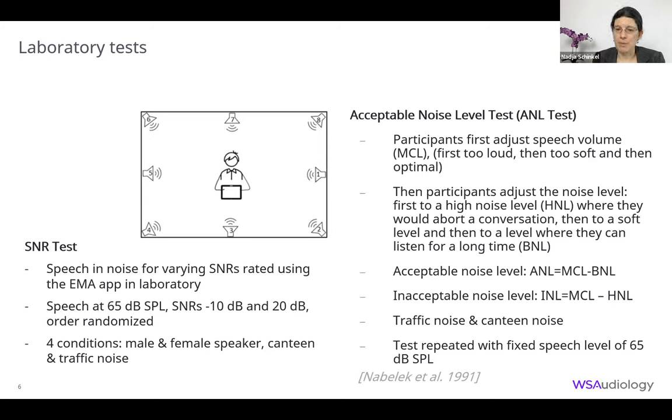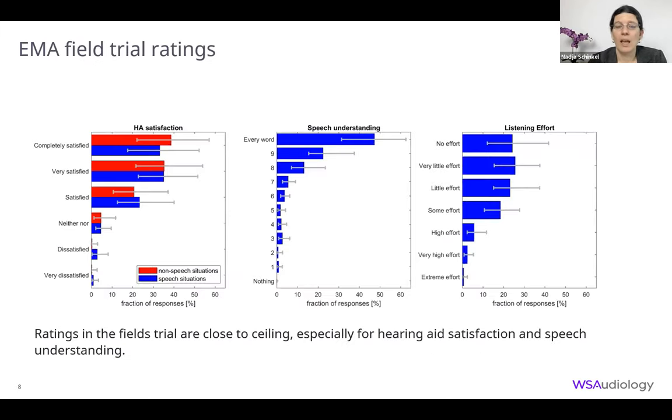Then you can compute the acceptable noise level, which is the most comfortable level minus the best noise level. And because we were interested in avoidance, we defined the unacceptable noise level, which is the most comfortable level minus this high noise level where people would abort a conversation. We had the same noise as in the SNR test. And because in real life, you cannot always influence the level of the target speaker, we also repeated the test with a fixed speech level of 65 dB.